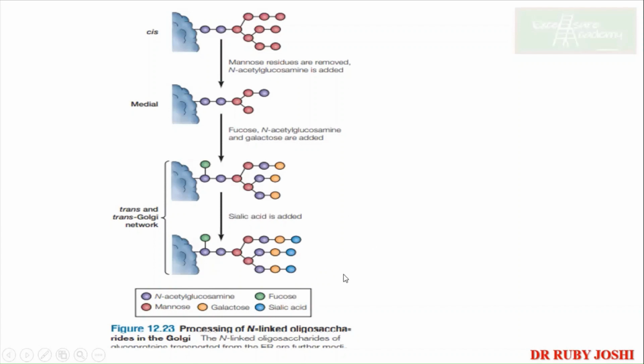So here you can see that cis में आपका कितना modification हुआ, that mannose were removed, N-acetyl glucosamine was added. Middle region में क्या हुआ? Fucose and NAG was again added. Then trans में क्या हुआ? Sialic acid was added. So each step of the processing of all these oligosaccharides is important, which happens in the Golgi. Okay. So this is the processing of your N-linked oligosaccharide in the Golgi.